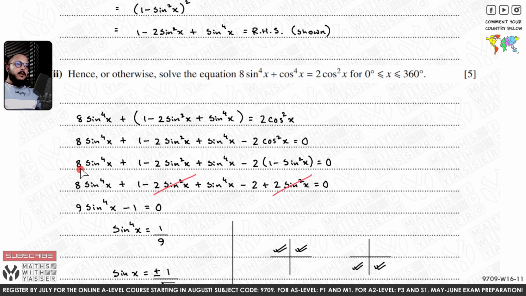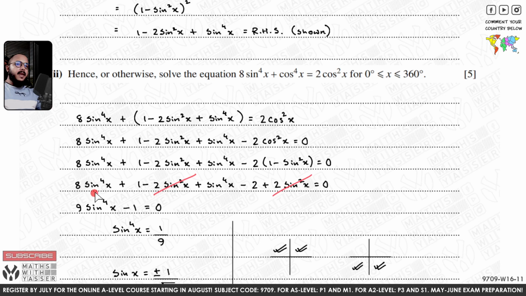And then if we simplify further by writing cos square x as 1 minus sine square x, now we have converted all the identities to sine square x, in the sine format.